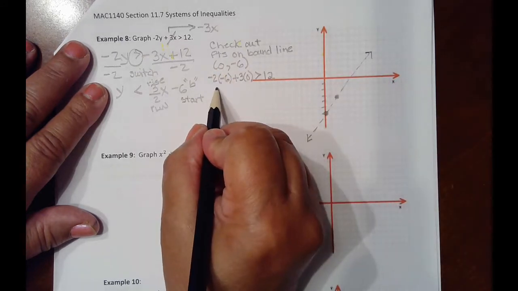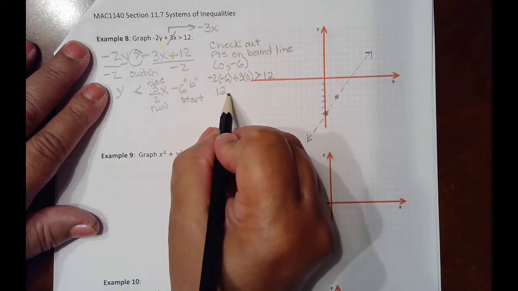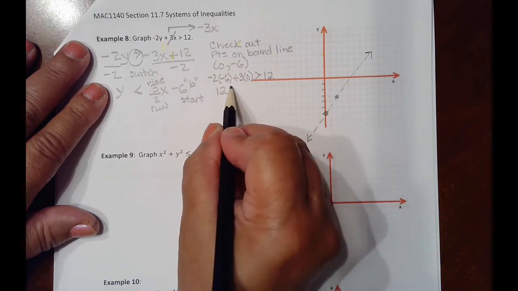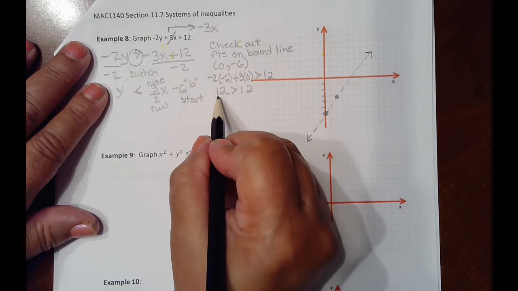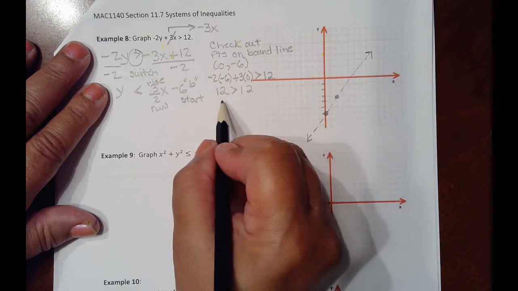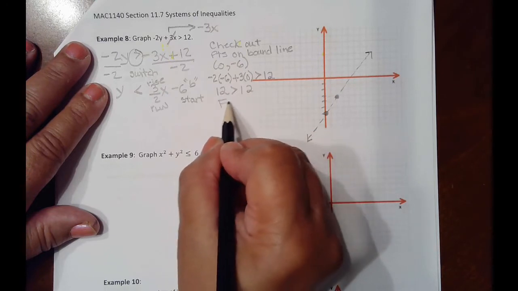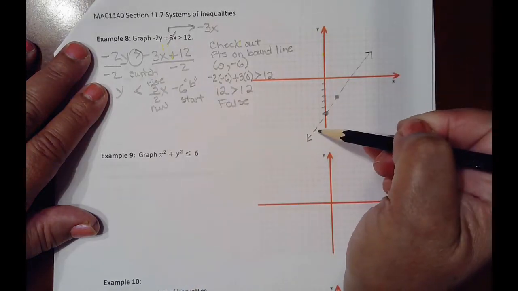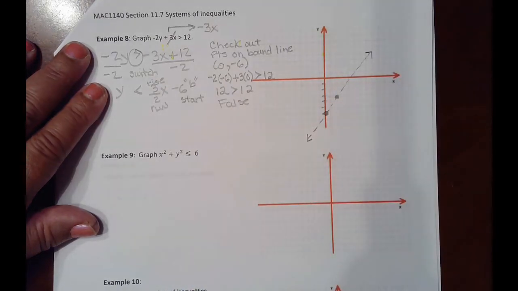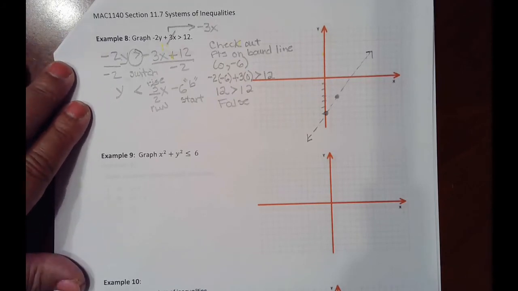So this would be 12 plus nothing, which is just 12. And that is not a true statement. 12 is not greater than itself. So this statement is false. Any time you pick a point on a dashed boundary line, you're going to run into a false statement like that, whereas if you plug in the points on a solid boundary line, they will work.